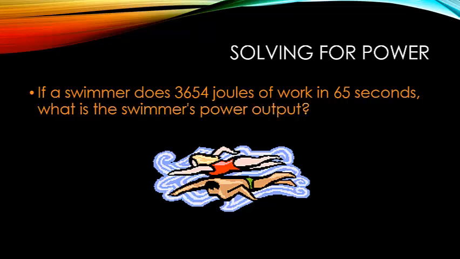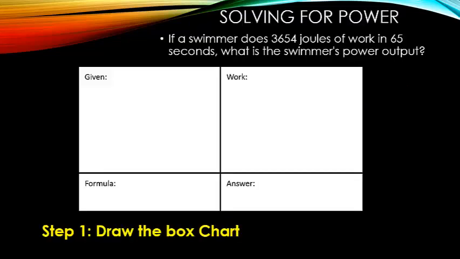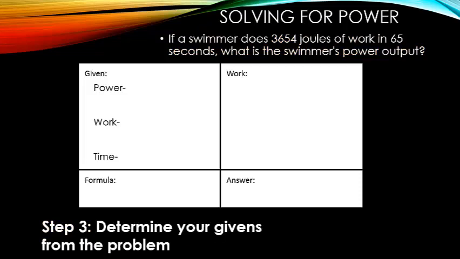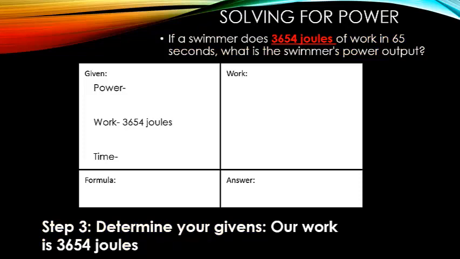Now that we got our question, we can now start looking at our problem. First thing we need to do is draw the box. Now that we got our box drawn, we can move on to our second step, which is to write our givens. Since our givens are power, work, and time, we are going to write that in our givens box. Our third step is to determine your givens from the problem. This will require us to look at the problem again, so let's take a look.